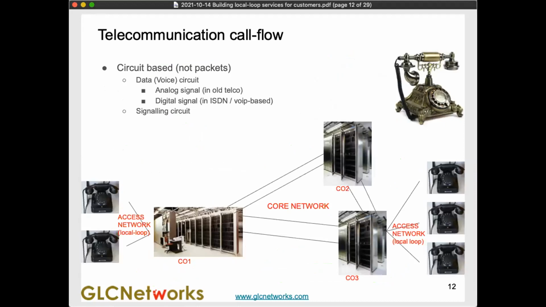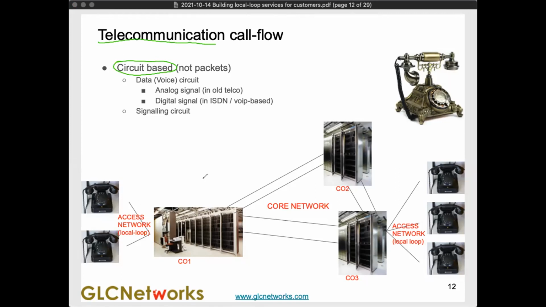Then we have a telecommunication call flow here. Traditional telecommunication is based on circuits, not packets. Packets come later when we talk about data communication, where the data is sent in chunks. But in telecommunication, when we talk about a voice call, it's always based on circuits. One circuit means one pair of wires, so one pair, 2 wires.